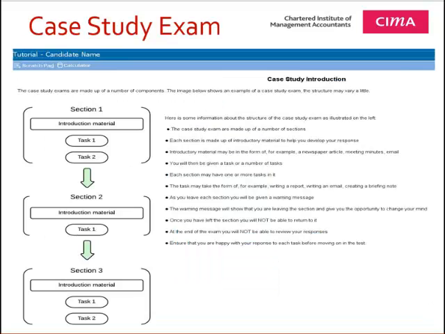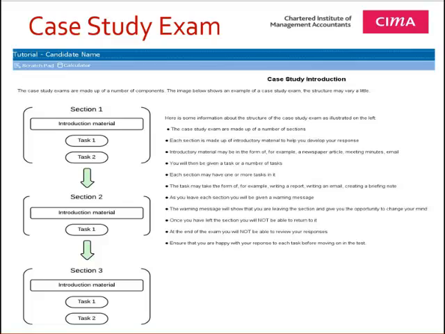So this is the most important, I think, element of this tutorial. The case study is going to be given in sections, and for each section there's going to be introductory material, which will help you to develop your response. And that introductory material, as we've said before, may be in the form of a newspaper article, minutes of meetings, reports, emails. And then you're going to be given a number of tasks. Maybe one task, maybe two tasks, maybe three tasks. The task may take the form, for example, of writing a report, writing an email, creating a briefing note. So you're not going to be asked to do lots of calculations, but you might need to do some calculations to enable you to write a report, for example.